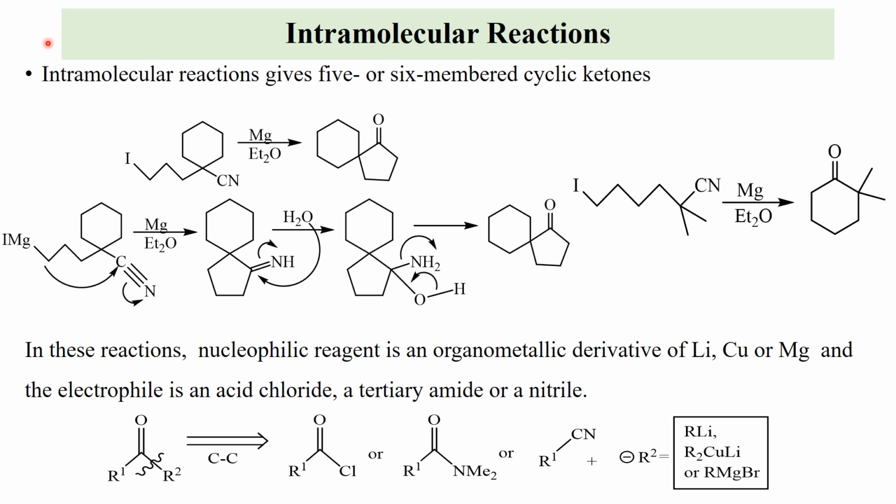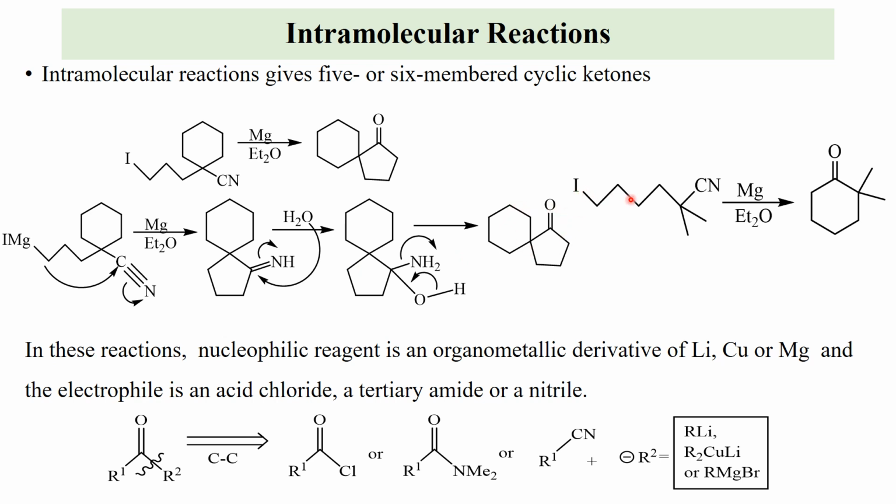Here are some other examples which show the intramolecular reactions to prepare 5 or 6 membered cyclic ketones. This compound will react with magnesium and ether followed by hydrolysis to give cyclic ketone. The detailed mechanism of this reaction is given here. First of all, this alkyl halide will be converted into Grignard reagent. Then this nucleophilic carbon will attack on this carbon, and when hydrolysis will occur, ketone is formed.